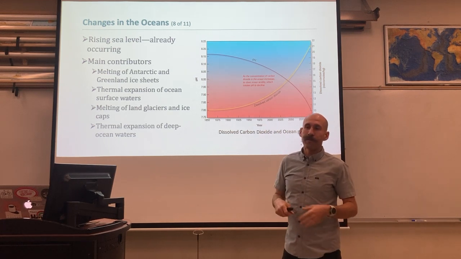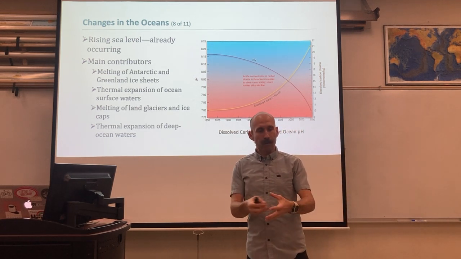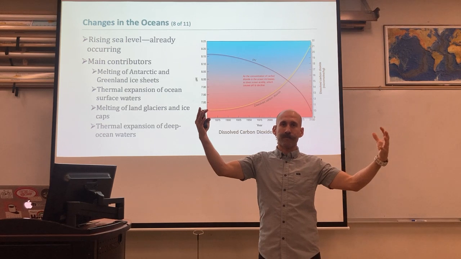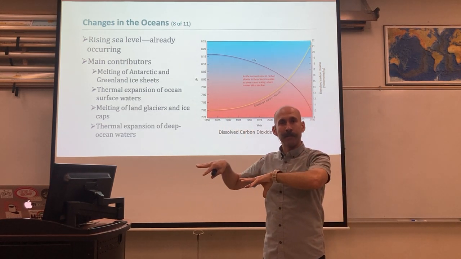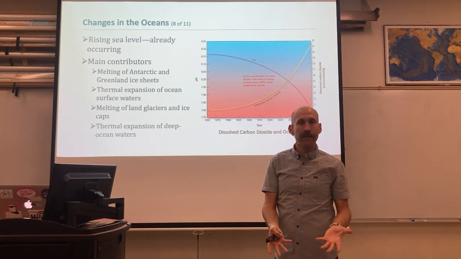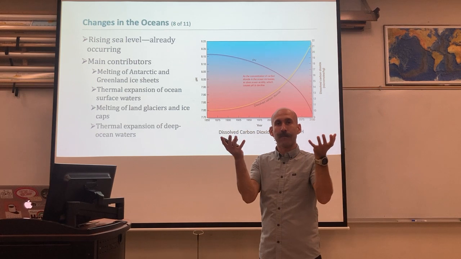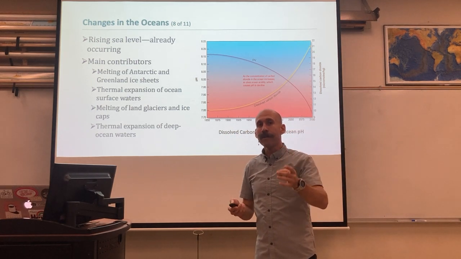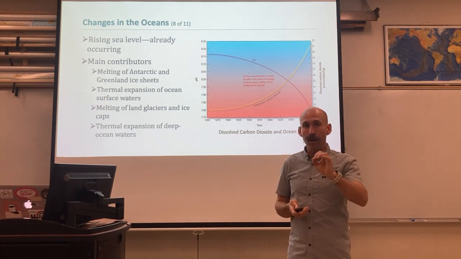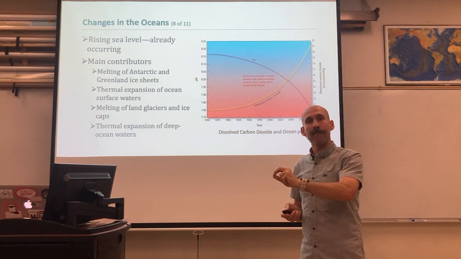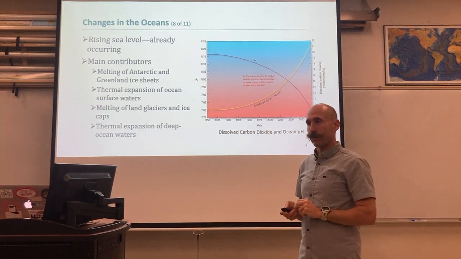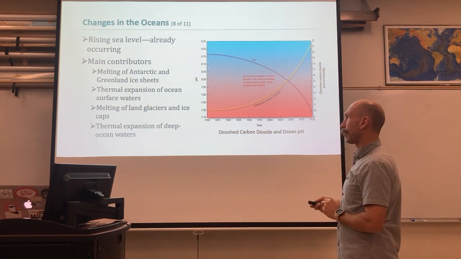More CO2, warmer oceans. Warmer oceans, thermal expansion. Warmer atmosphere, more ice caps melting, ice sheets melting. More water in the ocean, higher sea level. This will affect all of the individuals that live in coastal areas who will be displaced and then become climate refugees. Not good.